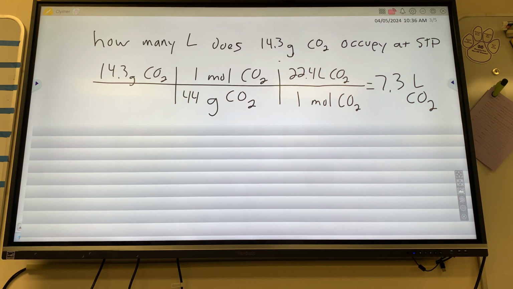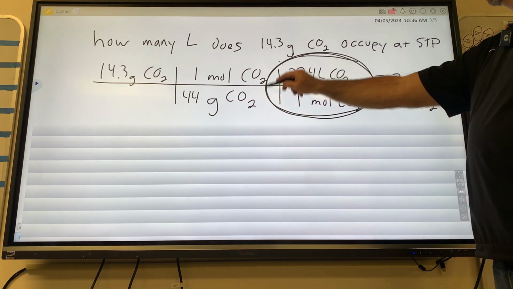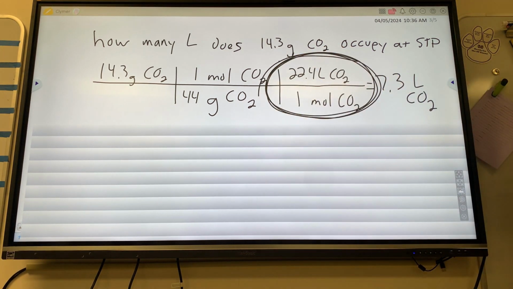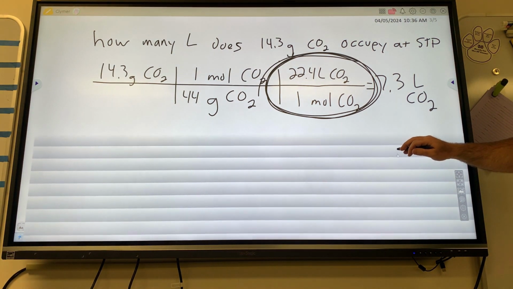So that's it. That's the whole kit and caboodle for this particular concept. It just gives you another box, another way to manipulate conversions in a T-chart. That's all we added. That's the additional layer to this. T-charts don't change. You just now have a way to express a gas in liters. Which again, volume of a gas generally is an easy way to measure gases.